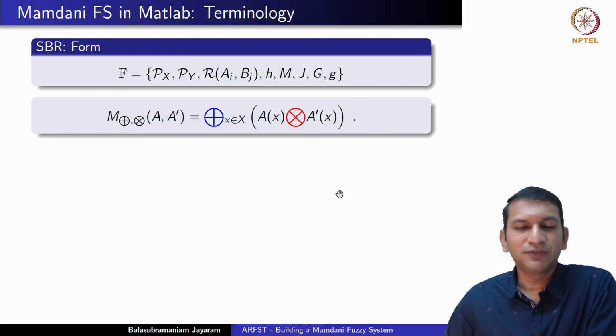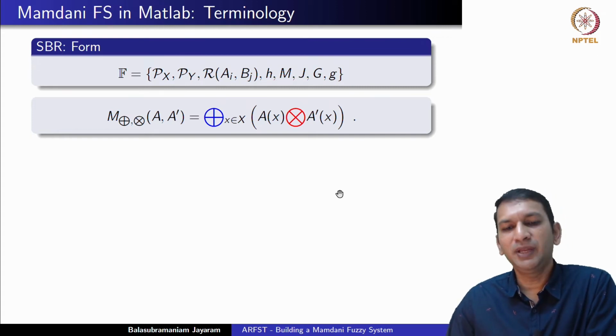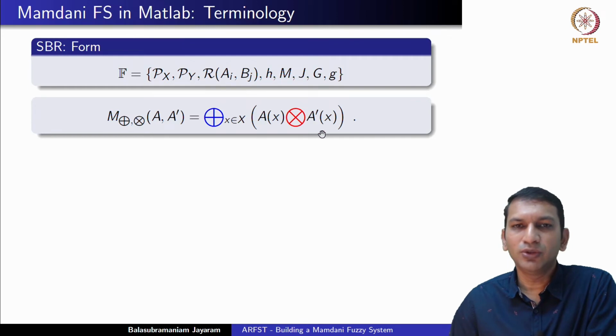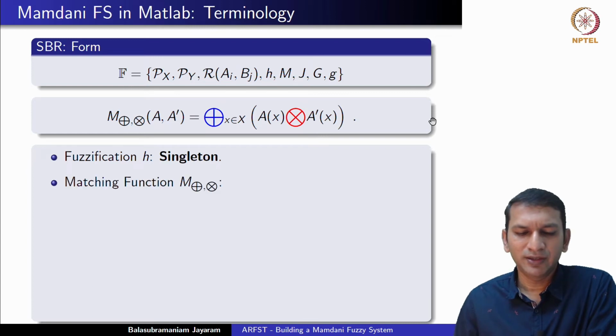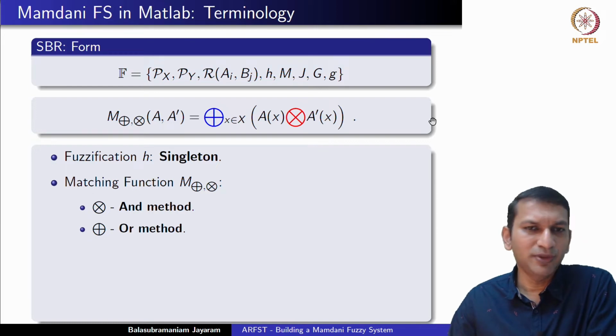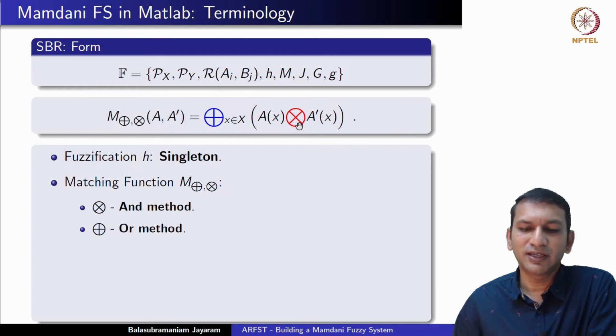This is the family of matching functions that we will be looking into in this lecture. So essentially, to specify or fix a matching function would mean to essentially fix these two operations, which are typically fuzzy logic connectives, and at least the outer operation needs to be associative. In Matlab, the fuzzification is singleton fuzzification by default, and the matching function is called the AND method and OR method. So the combination of these two will give rise to the matching function. These are the corresponding inside and outside operations.